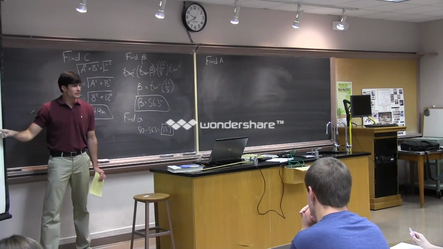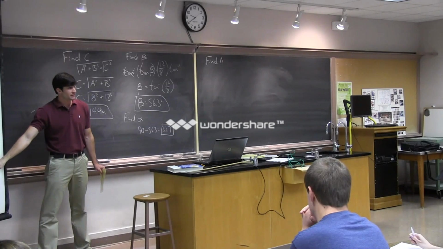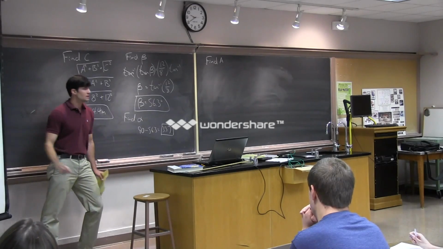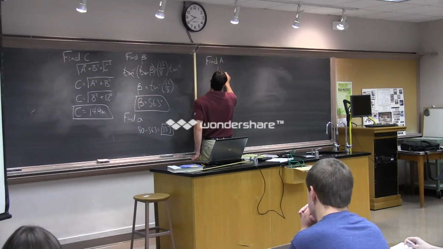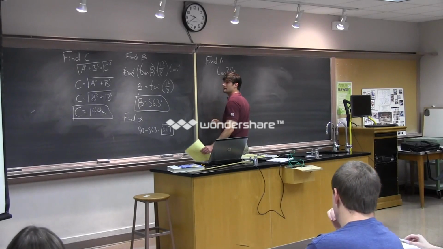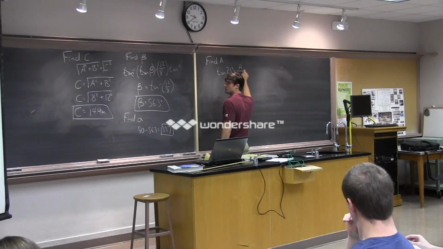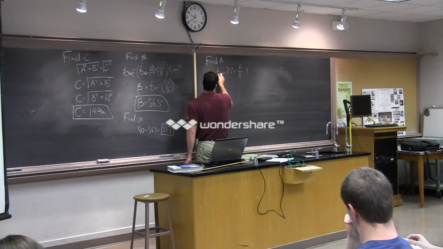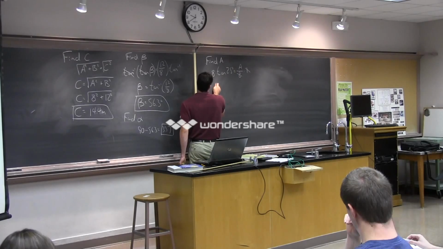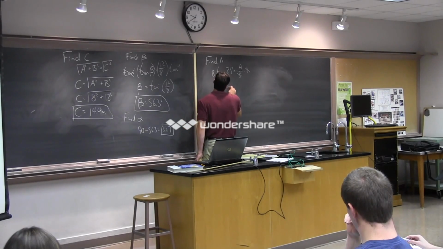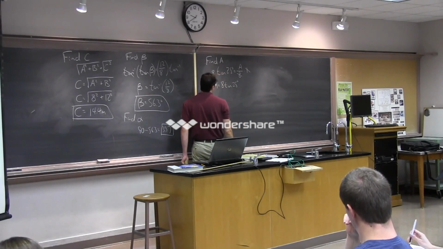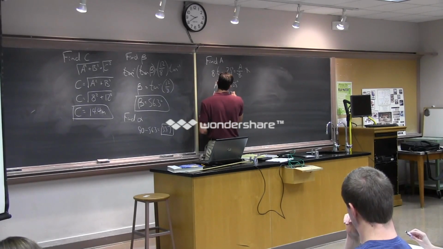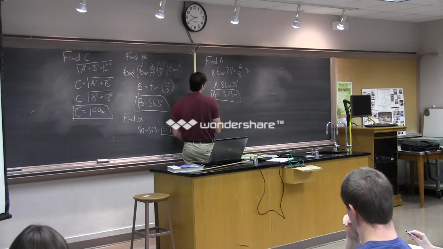Because A is the opposite side, and the 8-meter side is the adjacent side. So I want to use the trig function that relates adjacent to opposite. So the tangent of the angle, 25 degrees, is equal to A over 8. Solving this for A, I'll multiply both sides by 8. So I get that side A is equal to 8 times the tangent of 25 degrees. That gives us 3.73 meters for side A.